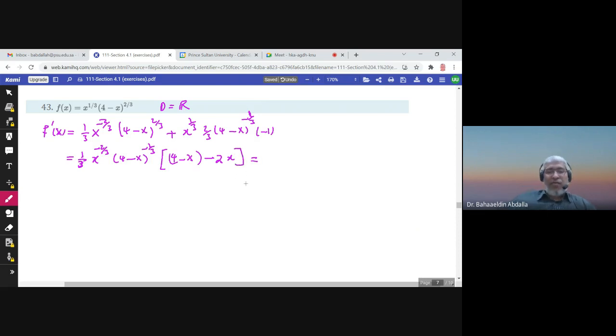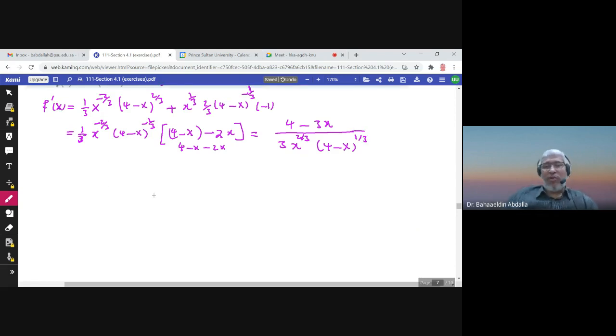So now I have this would be 4 minus x minus 2x. So I'll have 4 minus 3x, and all the others are in the denominator. 3 is in the denominator, and x, I will take it down to make the exponent positive. So this is f prime written in simplest form.